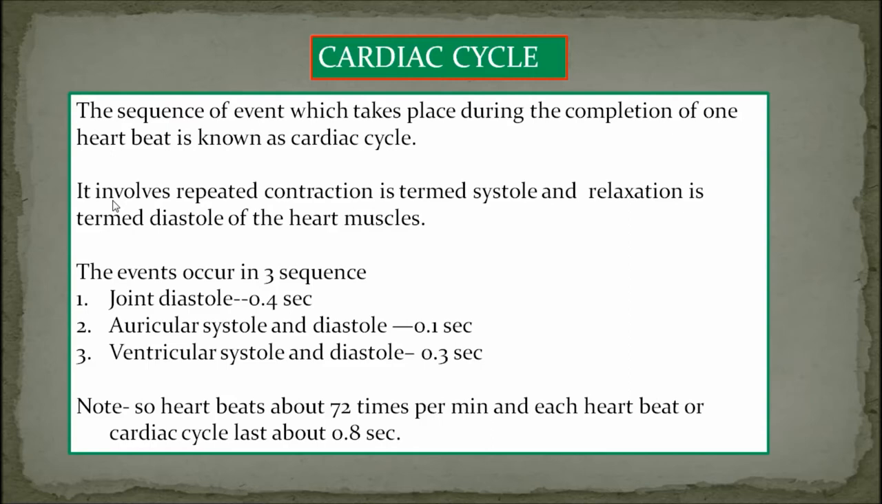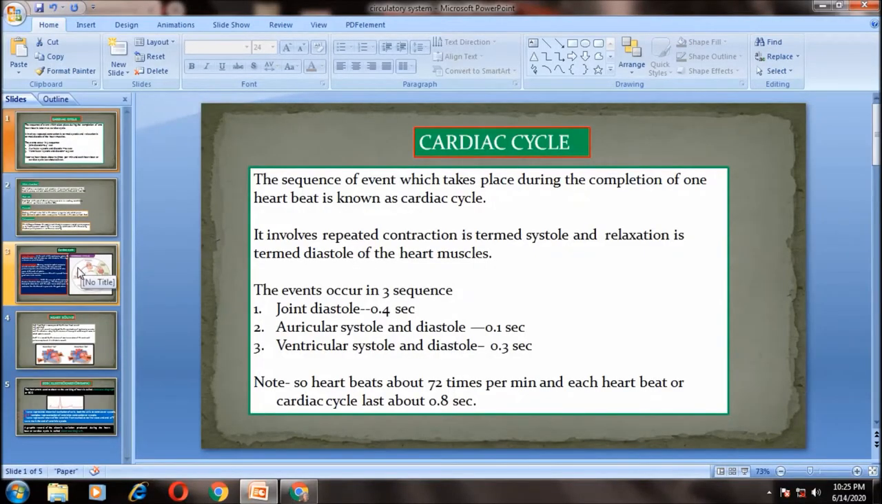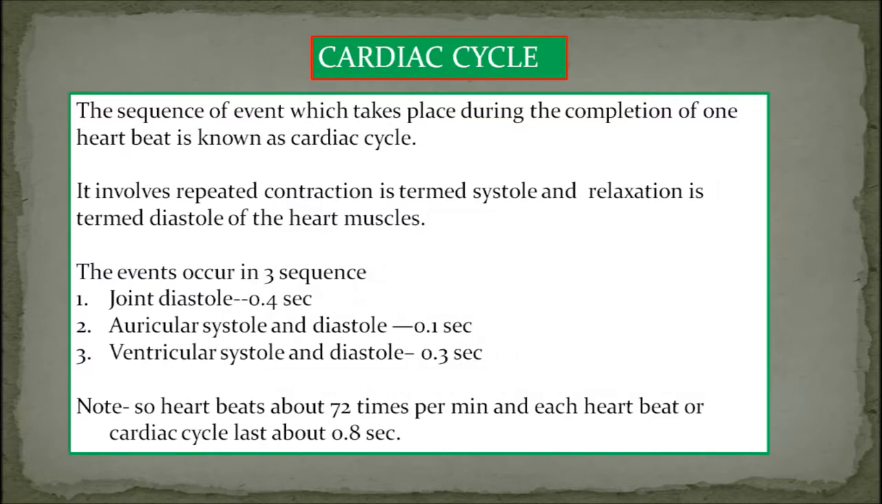There are three events during one heartbeat. The first is joint diastole, which takes 0.4 seconds. Second, the auricular systole, or atrial systole. Systole means the auricular part contracts, and auricular diastole follows; both phenomena take place in quick succession, and the duration is 0.1 seconds. The third is the ventricular systole and ventricular diastole, which takes 0.3 seconds. So among these three events, a total of 0.8 seconds completes one whole cardiac cycle.